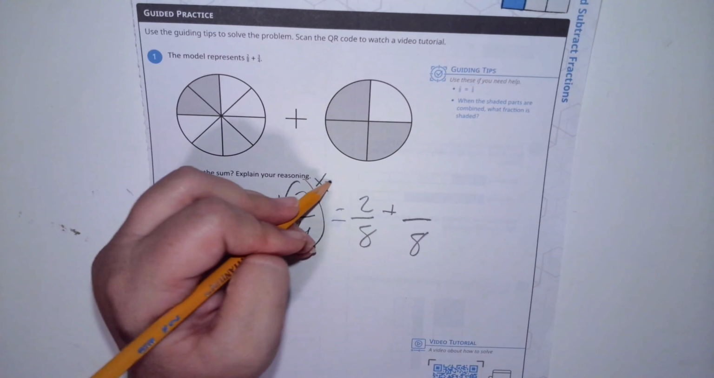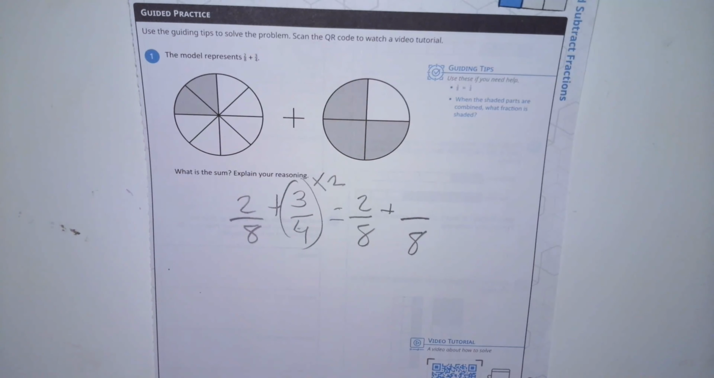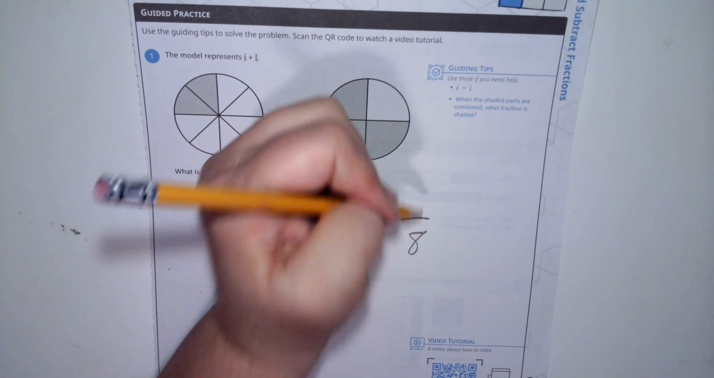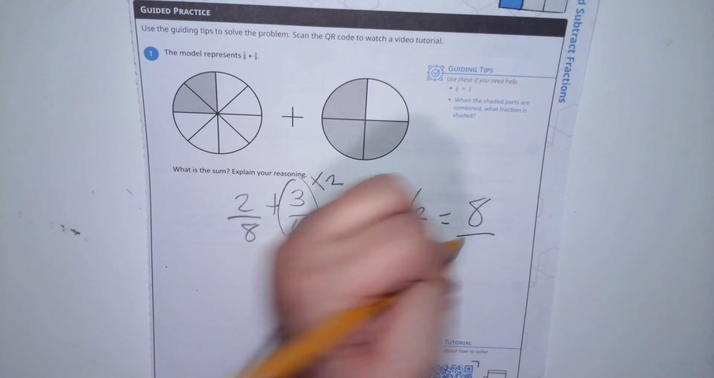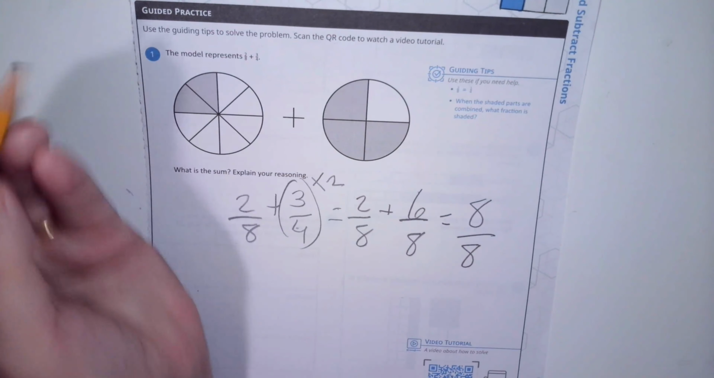4 times 2 gives me 8. And whatever I do to the bottom, I have to do to the top. So 3 times 2 is 6. 2 plus 6 gives me 8. And my 8 stays the same. And I have 8 over 8.